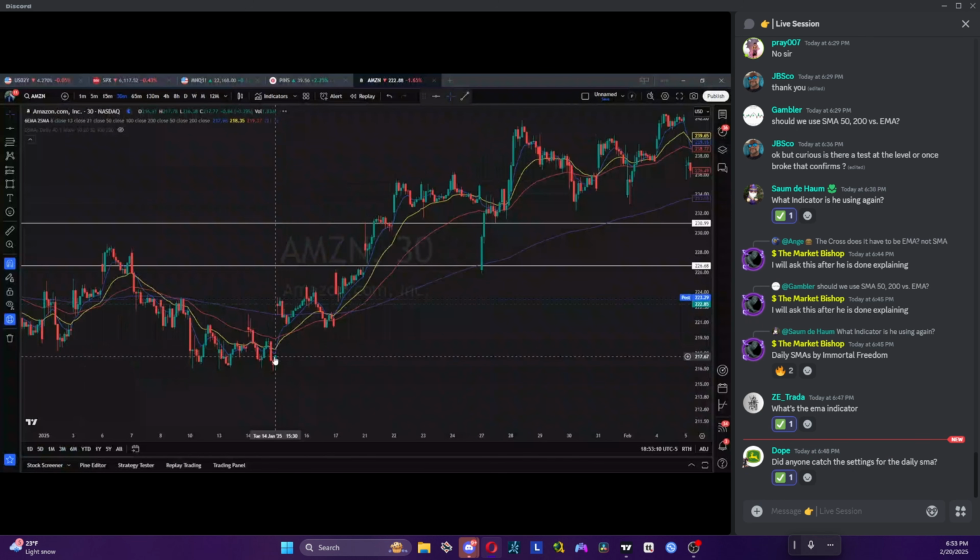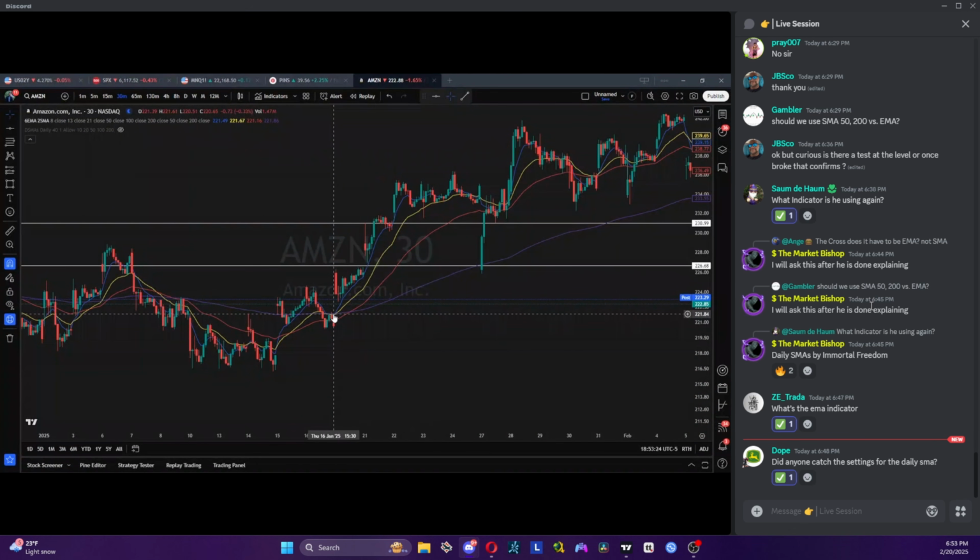Here's a perfect example of a golden cross on an EMA on a 30-minute. The 50 crossed the 200. That's a golden cross. And look at how price just kept going. But this is a beautiful example of EMAs working in your favor. You had an 8-21 EMA cross here.